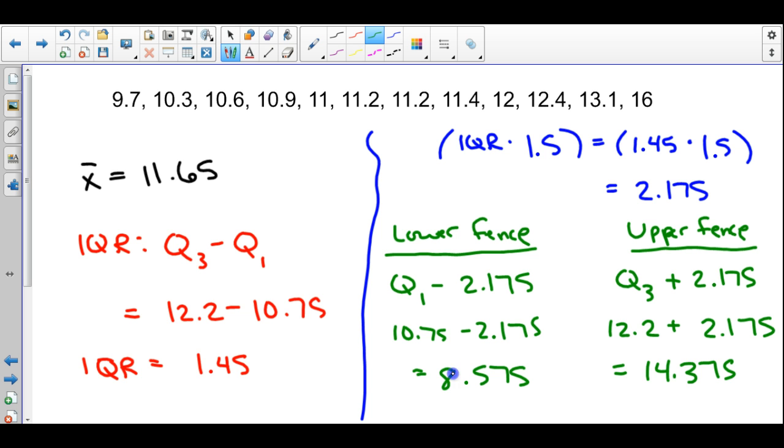14.375. So what this means is, if any value in this entire data set is below 8.575, it would be considered an outlier for the lower end of your data. If you had a value greater than 14.375, it would be an outlier for the higher end, and we notice that the value of 16 is greater than 14.375. So I'm going to write it down at the bottom here. 16 is an outlier.